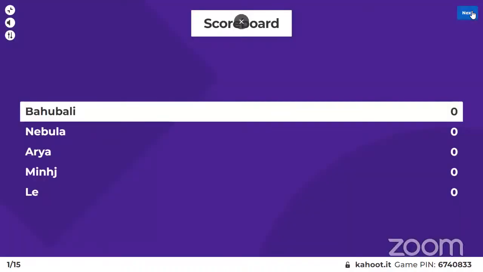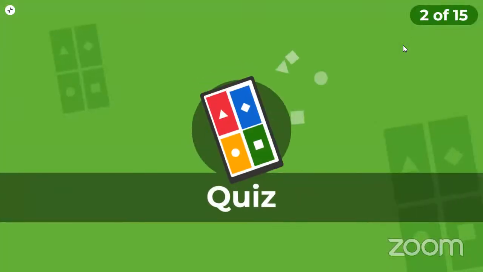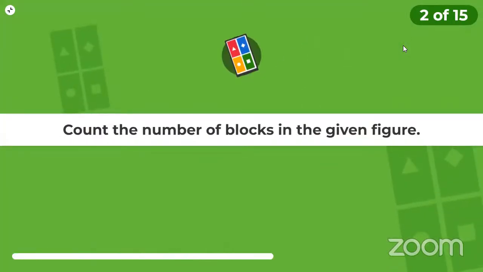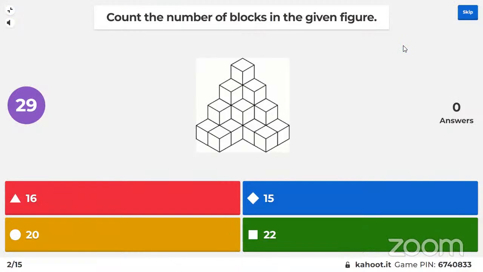Okay. So after the first question, let's take a look at where everyone is standing. Bahubali is right on top with 877 points, followed by Nebula, Arya, Minch, Leh. Good going, everyone. Nilina is also correct. Yes, 3 mountain railways is what we have. Nilgiri, Shimla, and the one at Darjeeling. Okay. So let's take a look at question number 2. Here it is on your screens.